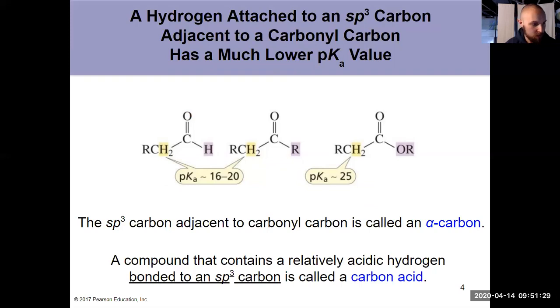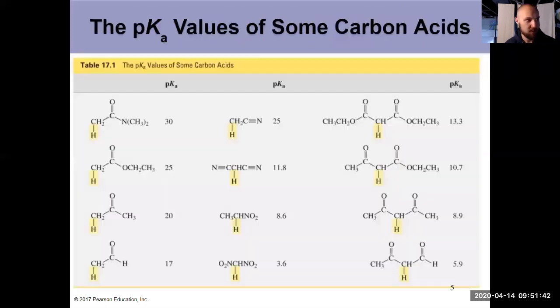We do have one definition down there at the bottom. If we have something that has an acidic hydrogen on an sp3 carbon, which we have in this situation, that's called a carbon acid. In this next table, table 17.1 from your textbook, has examples of a lot of carbon acids. You see lower pKa's here for hydrogens that are bonded to sp3 carbons. So let's get into that business.